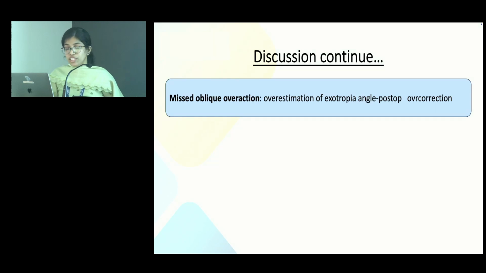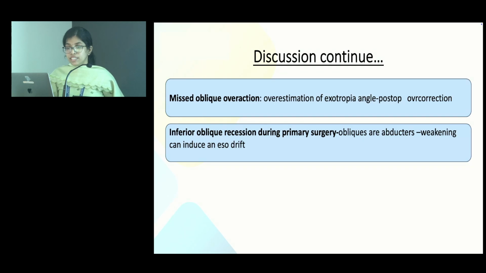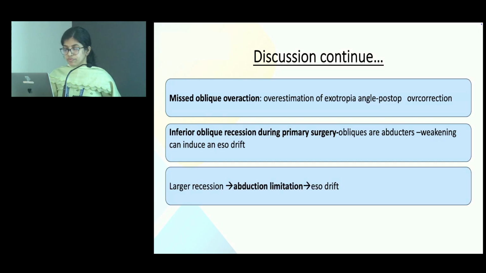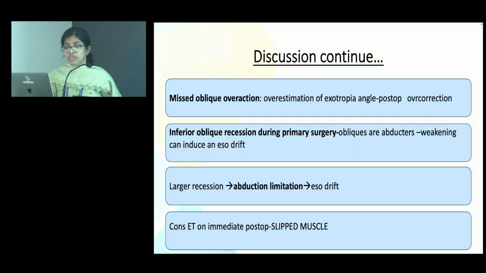Missed oblique overaction during initial surgery can lead to an overestimation of exotropia angle, can lead to a post-op overcorrection. Inferior oblique recession along with the primary surgery, as obliques are abductors, weakening of the same can produce an eso drift. Also, consecutive ET of large angle in the immediate post-op period, we have to think about slipped muscle.